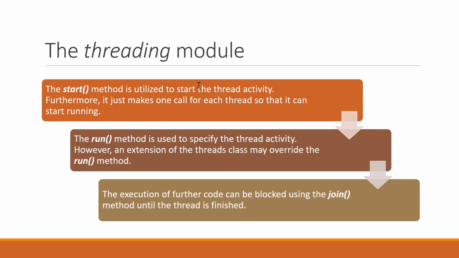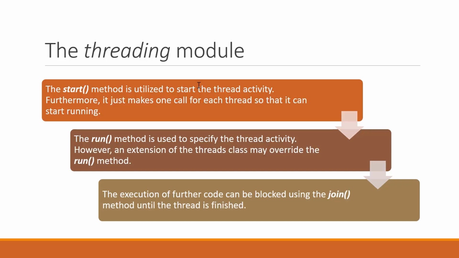In contrast to the thread module, the threading module offers a large range of features. Now to utilize the threading module, we just need to import it just like we imported the thread module. And once we import the threading module, there are multiple methods that we can use to get started with multi-threading. The very first method is the start method, which is utilized to start a thread activity. Then there is the run method, which is used to specify the thread activity as well, and an extension of the Thread class may override the run method.